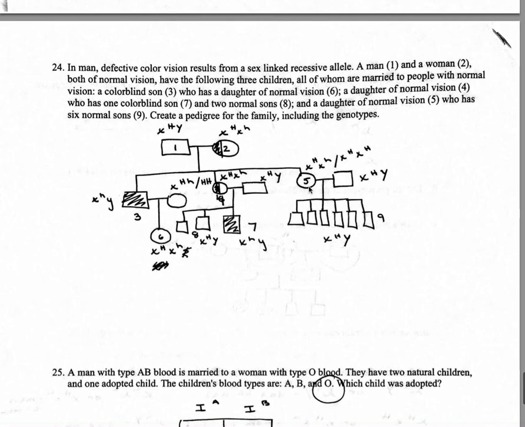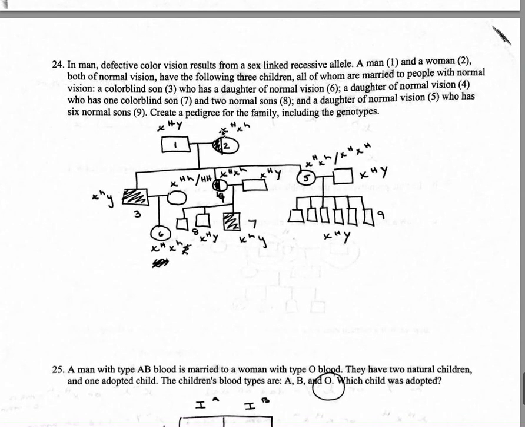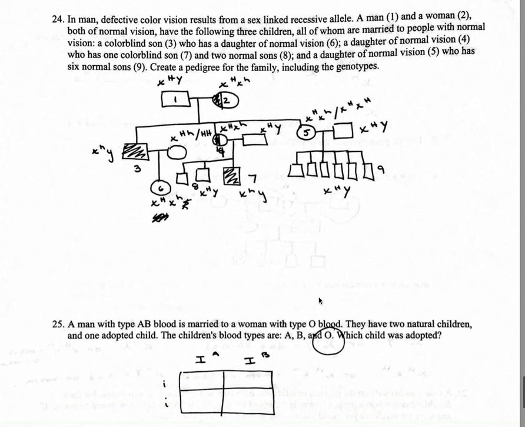For daughter 5, she has normal vision and has 6 sons who have normal vision. So she could either be X big H, X little h, or she could also be X big H, X big H, because she just has to give that X big H to her son. And then the husband, I believe, is normal. So you notice when I say include the genotypes, I include all the different possibilities. Do not just make something like this and not include genotypes, because then I can't give you credit.